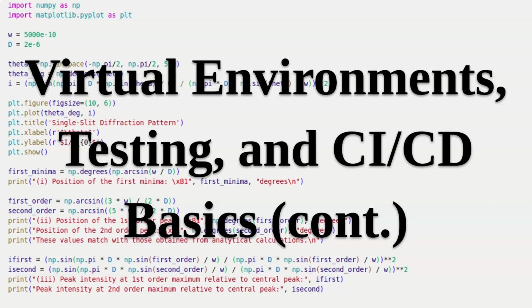Today we will continue from where we left off discussing virtual environments, testing, CI and CD basics. Introduction to CI and CD. So CI, which is continuous integration, and CD, which is continuous deployment, are software development practices that aim to streamline and automate the process of code integration, testing and deployment.